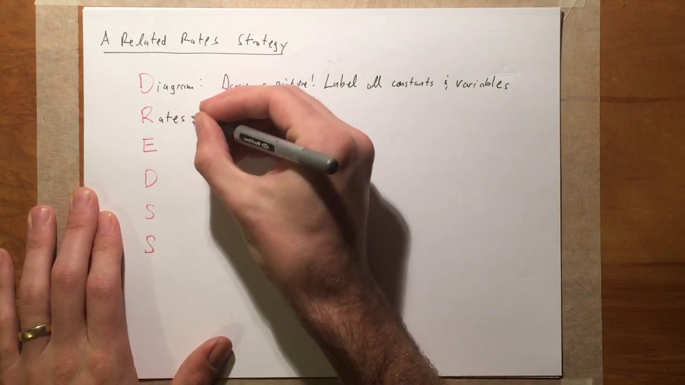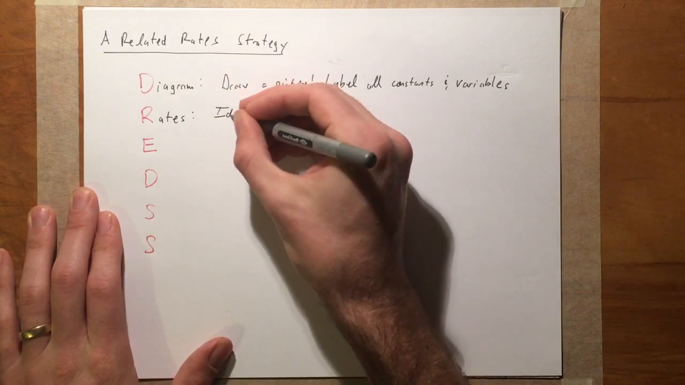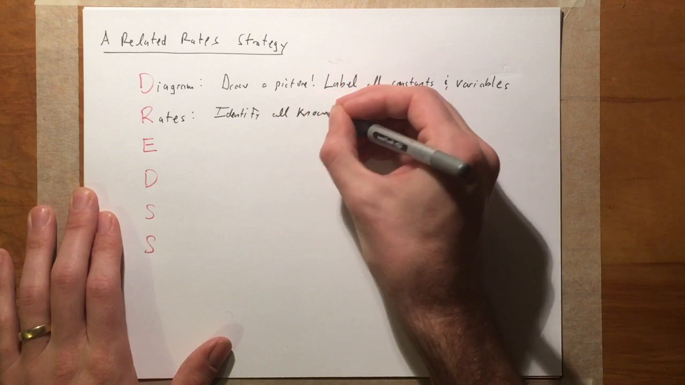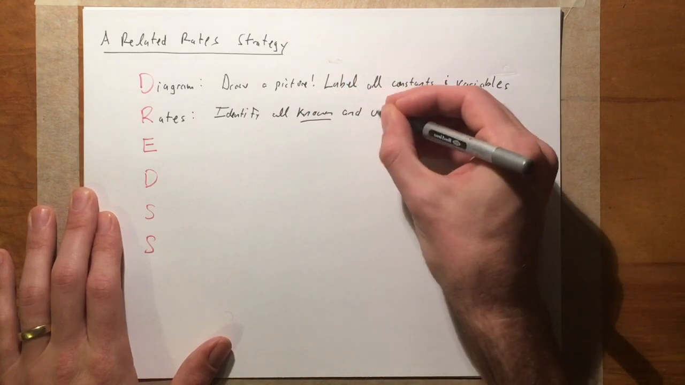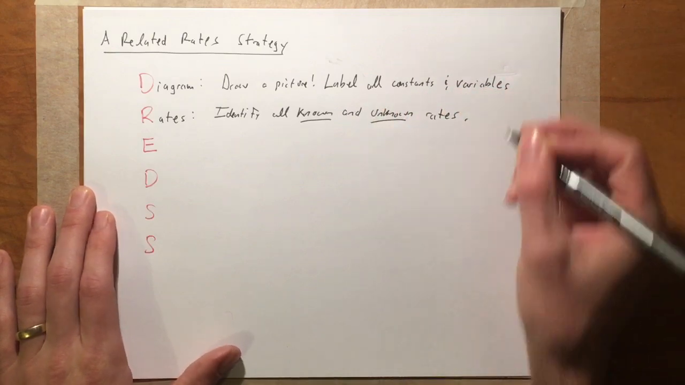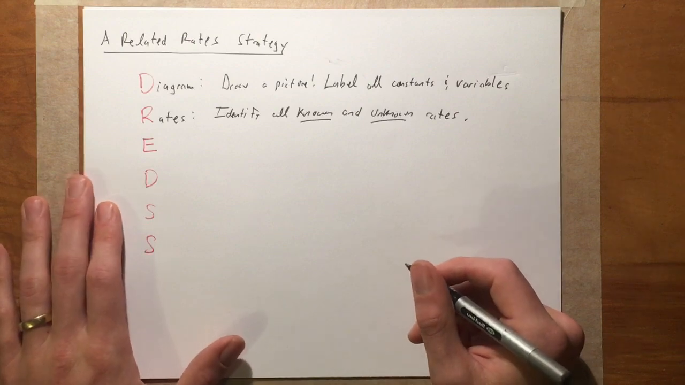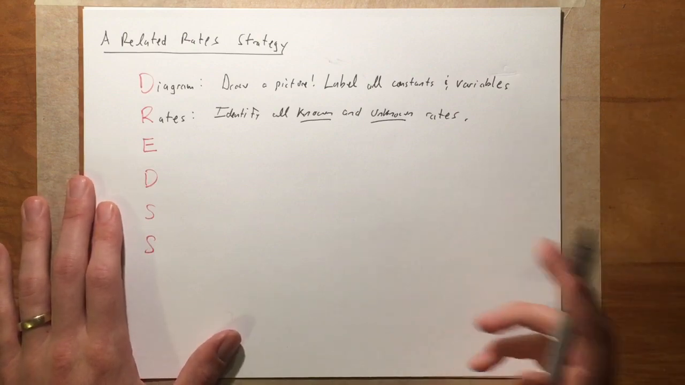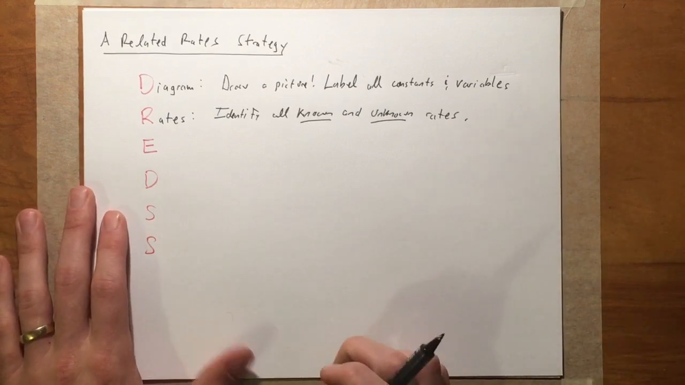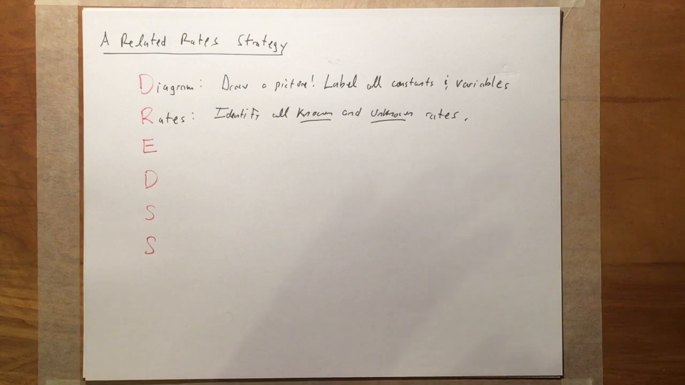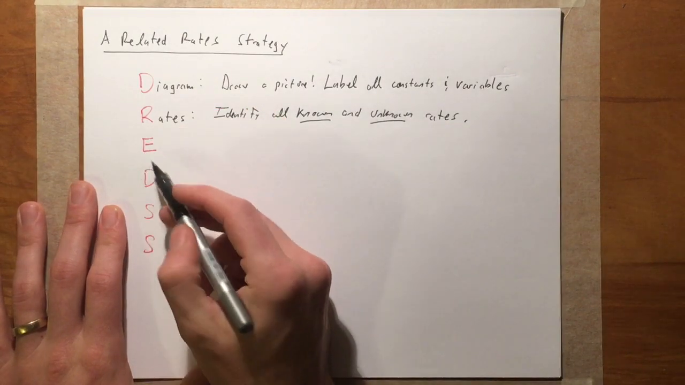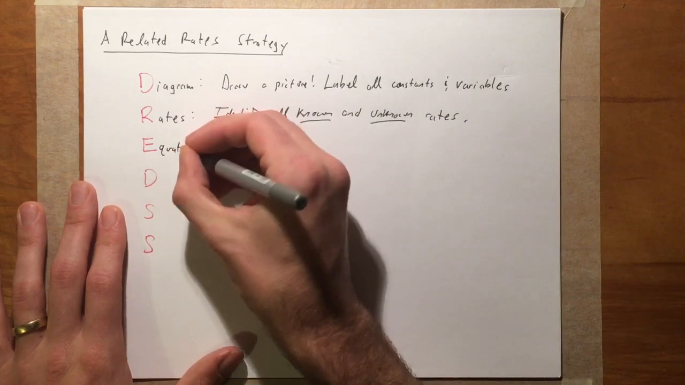Then R stands for rates. And the idea there is to identify all of the both known and unknown rates in the problem. Now, that doesn't necessarily mean you should think of all the possible rates that you could even think of, but what you should do is identify which rates are known and which rates you want to know, and then write those down. Okay. The next letter here, E, stands for equation.